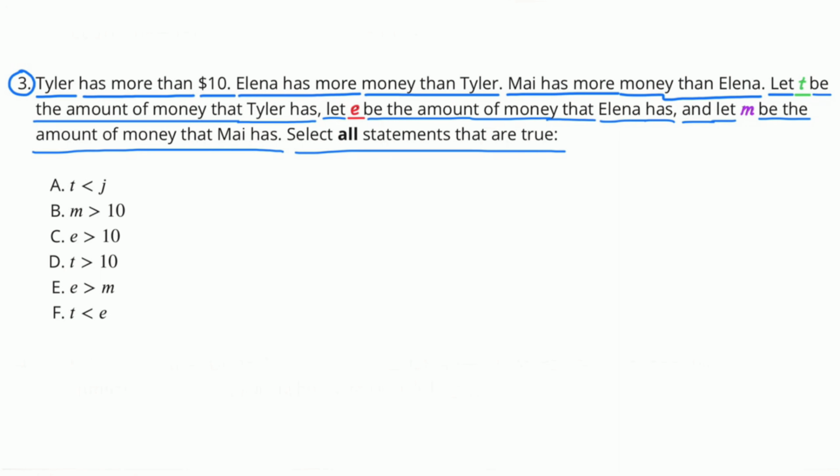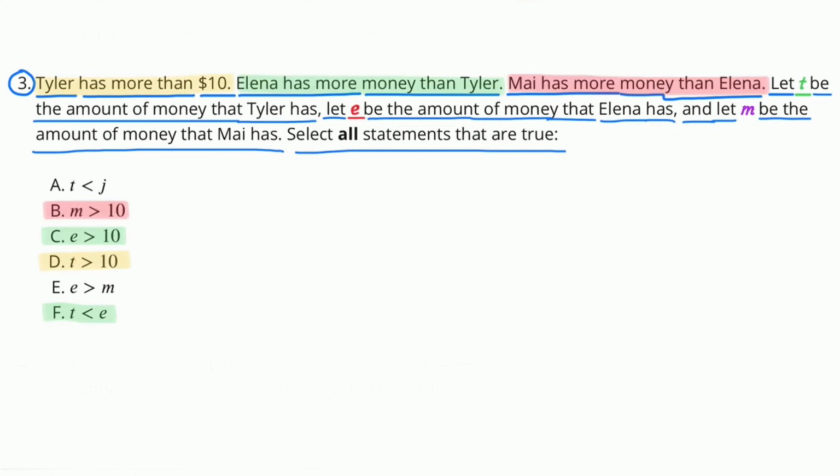Number 3. Tyler has more than $10. Elena has more money than Tyler. Mai has more money than Elena. Let T be the amount of money that Tyler has, let E be the amount of money that Elena has, and let M be the amount of money that Mai has. Select all statements that are true.